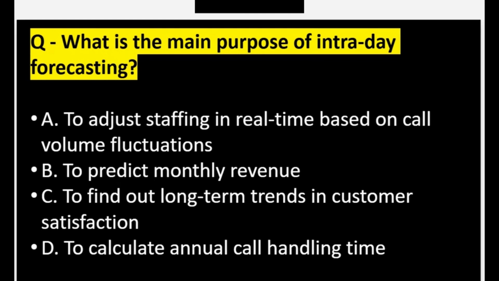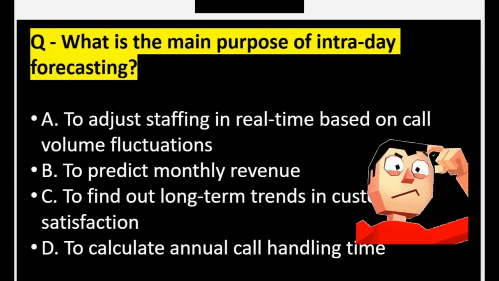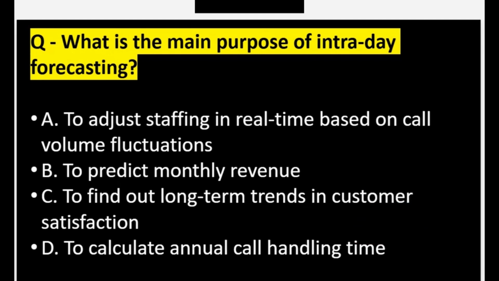The answer to this question is option A, to adjust staffing in real time. This is the main purpose of intraday forecasting. You need to have a very good understanding of what is actually happening on a real-time basis. Any fluctuations you see in real time have to be adjusted in the forecasting to ensure that you have the right number of resources available to handle the incoming workload, and to avoid any overstaffing or understaffing situation.